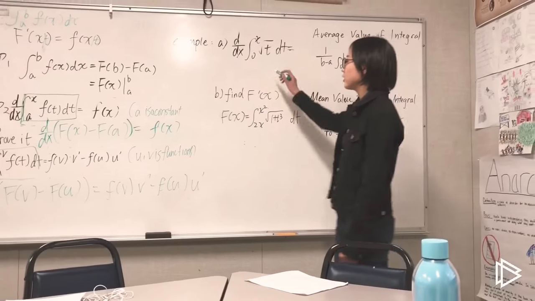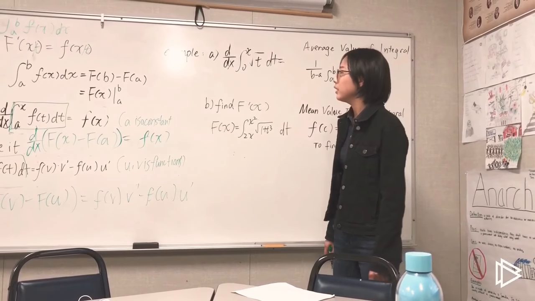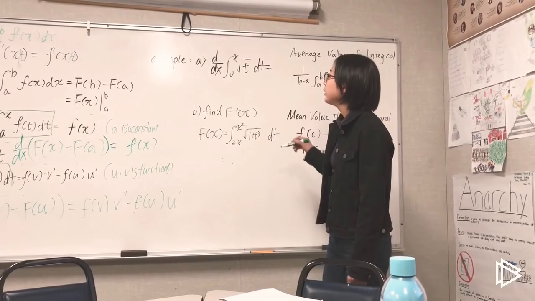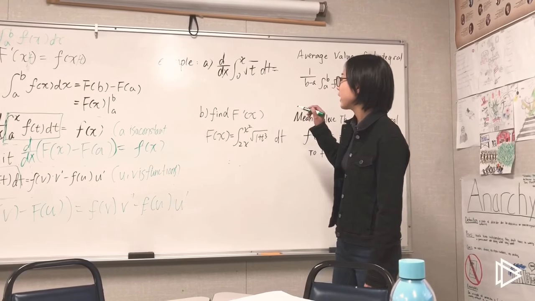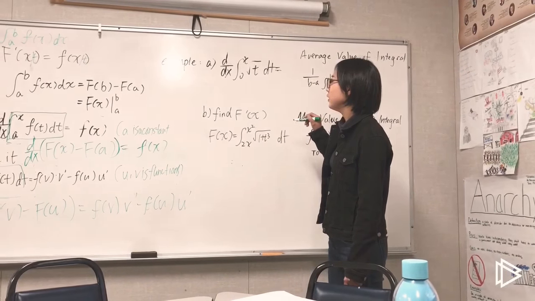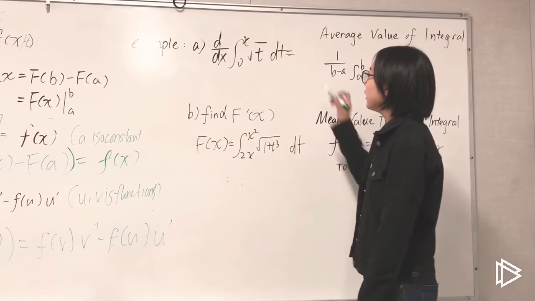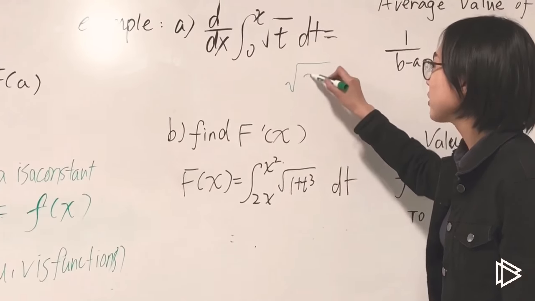And here are two examples of FTC. Example A: d/dx of the integral from 0 to x of the square root of t dt equals the square root of x.